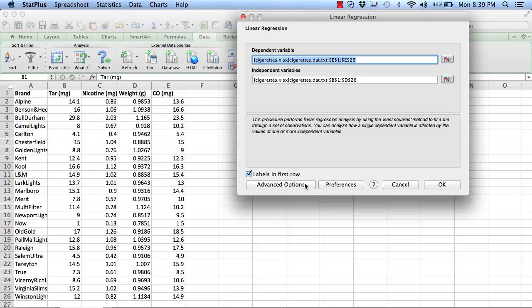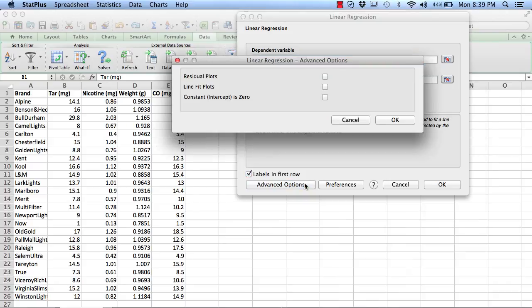If you want to look at advanced options, let's do it. So I have the option to include a residual plot, which we haven't talked about yet, but it's mentioned in another video. Essentially the idea is if you plot the residuals and don't see an obvious pattern in them, then that's good. Your model is good. And if you do see some sort of pattern, then that's not so good. We're not going to look at that today, and we're also not going to look at line fit plots.